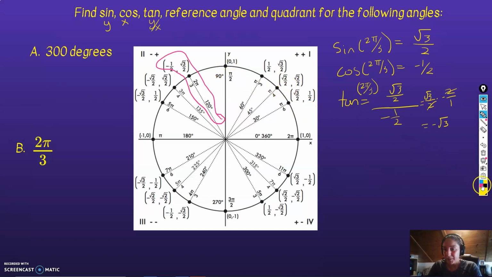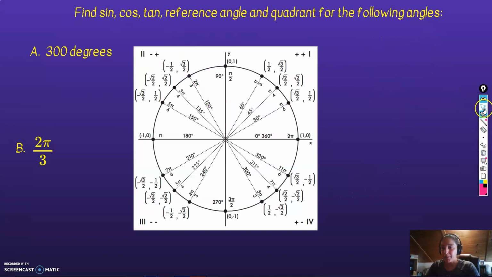All right, reference angle. So here are our axes. We're looking at this slice here. Our reference angle is going to be, what's the angle here? How do I get from 90 to 120? Well, our reference angle would be 30 degrees. And what quadrant is this in? This is in quadrant 2. So there we go.